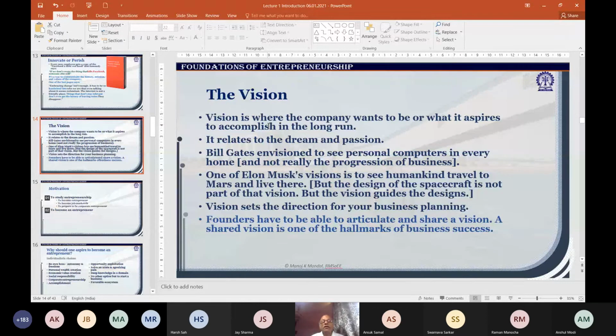You definitely know that Facebook acquired WhatsApp in 2015, 16 or something. When Facebook acquired WhatsApp, WhatsApp was valued by venture capitalists at $1.5 billion.